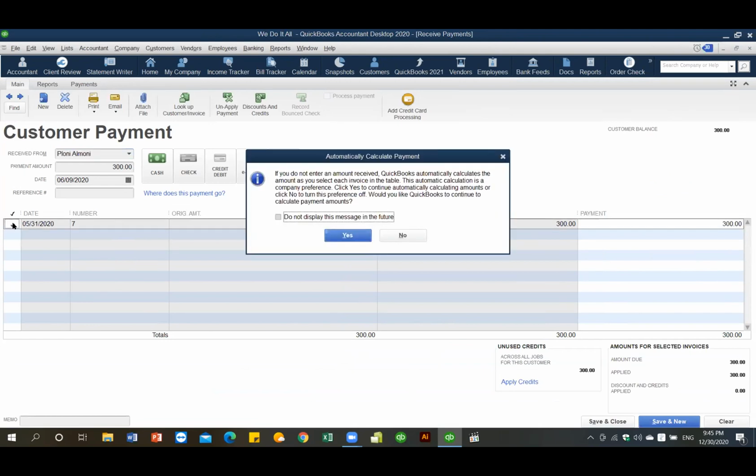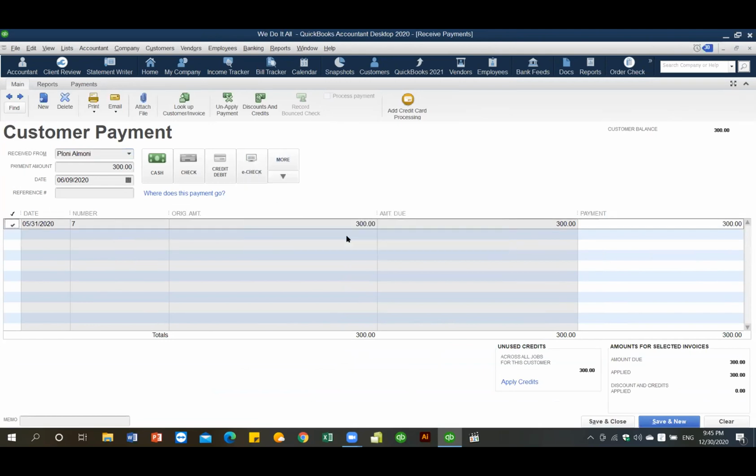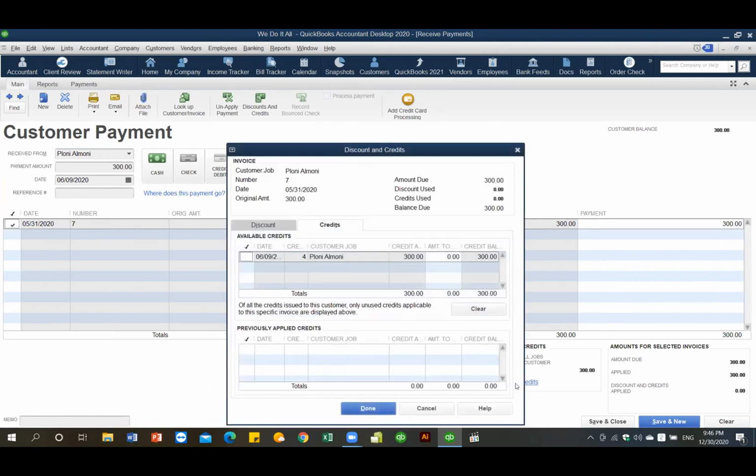So what QuickBooks wants to do automatically, press yes, is use the $300 payment. When you press apply credit, it's going to add a column called credits, and it's going to take off the payment. Click on that credit, available credit.